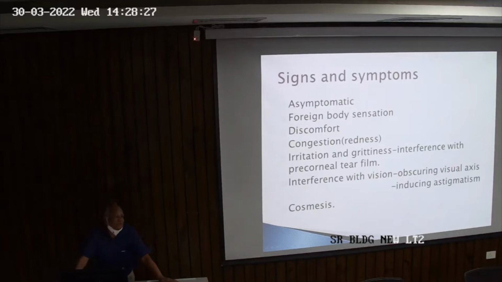Signs and symptoms. Some we have discussed. Some patients may be asymptomatic and not have any symptoms. Foreign body symptoms because it lies at the interpalpebral margin: discomfort, congestion and redness, irritation and grittiness, precorneal tear film disturbance, interference with vision, obscuring the visual axis, and induced astigmatism. Two things are clear, which I have explained before: interference with vision when it covers the visual axis, and the astigmatic effect. Remember that.